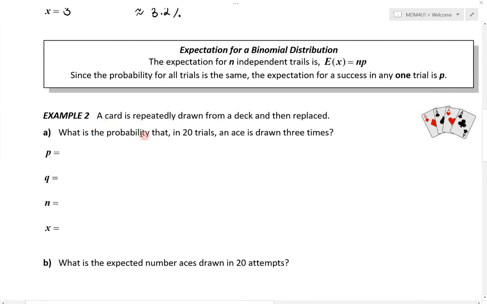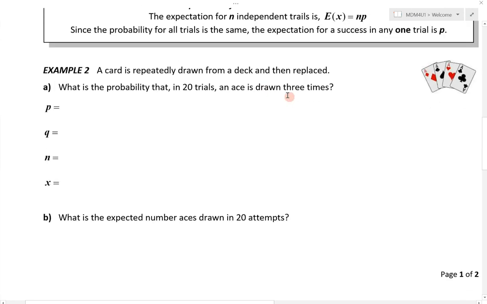What is the probability that in 20 trials an ace is drawn 3 times? Okay, so let's look at the probability of drawing an ace. What's the probability of drawing an ace? Well, there are 4 ace cards in the deck out of 52 possible cards. If I were to write that fraction in lowest terms, it would be 1 out of 13.